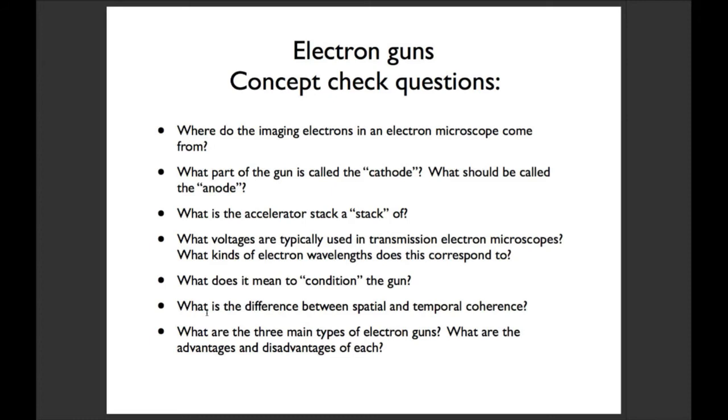What's the difference between spatial and temporal coherence? Spatial is making sure your electrons are hitting the same position all the time, versus temporal, which relates to the speed of those electrons. And you want both of those to occur.